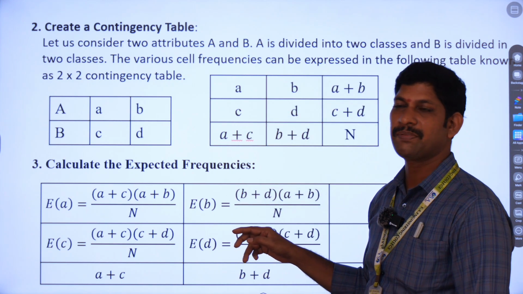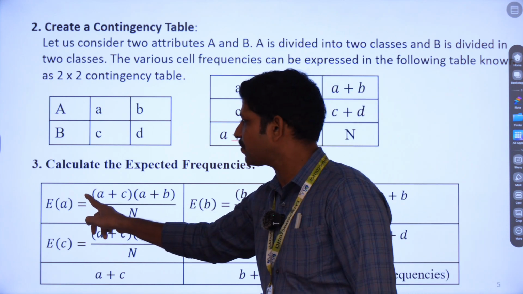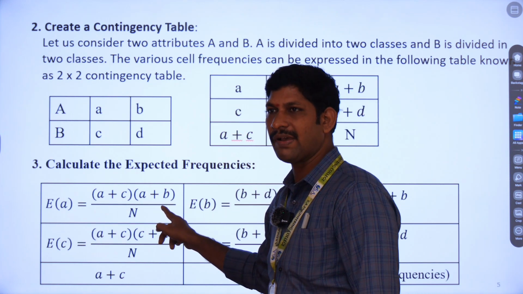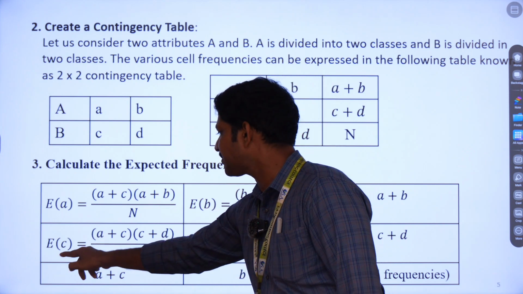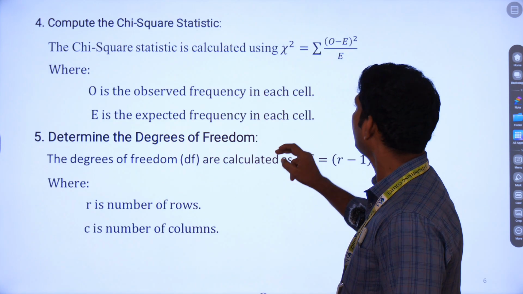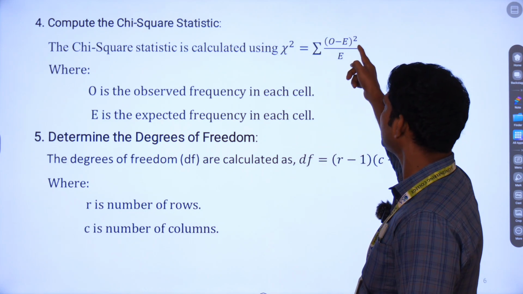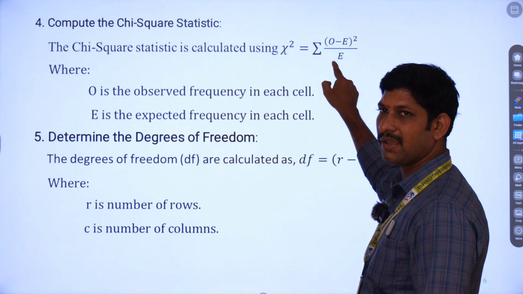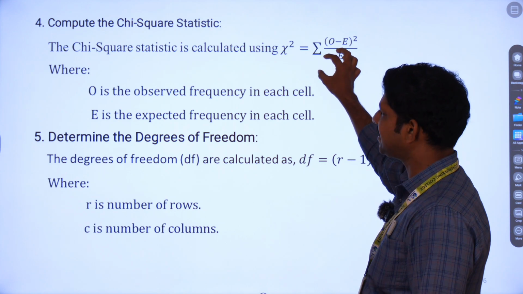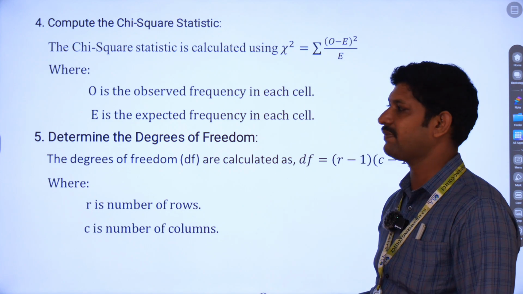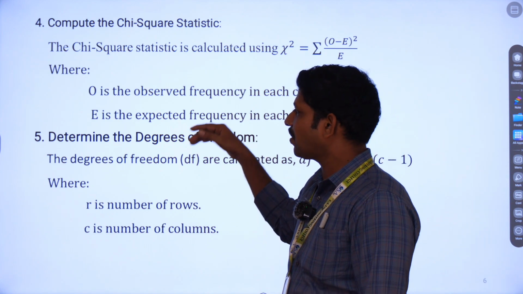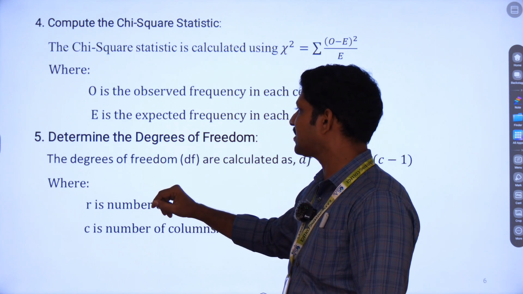This is the observed frequency, and the corresponding values are E of A, E of B, E of C, E of D, which are the expected frequencies. So observed frequency minus expected frequency whole square divided by E. We sum all the values, and we get the calculated value. After getting the calculated value, we need to choose the degrees of freedom.